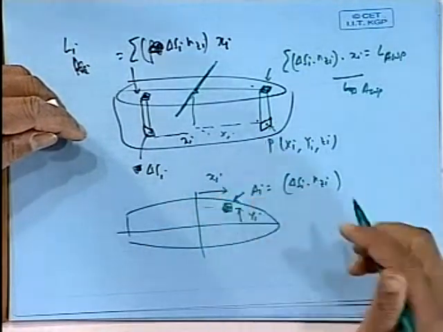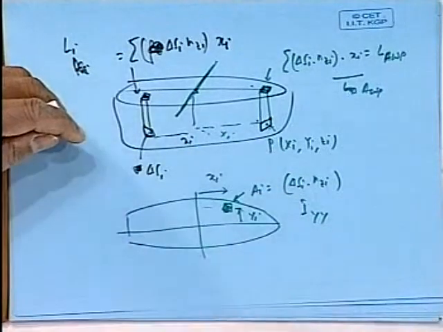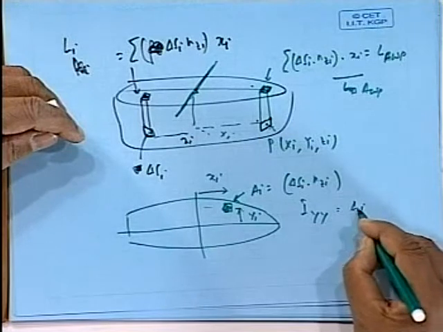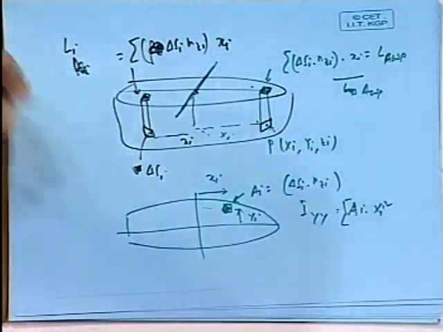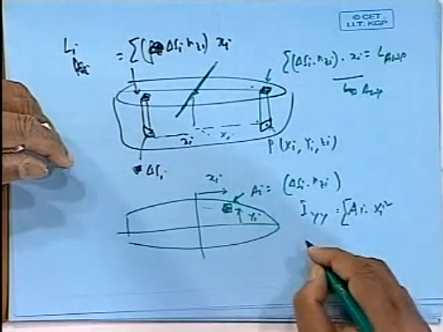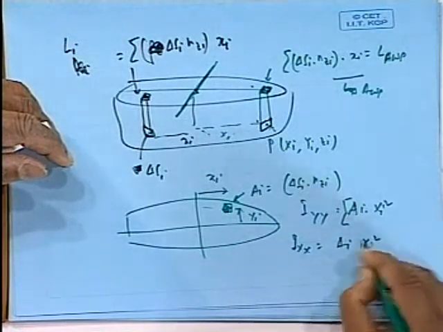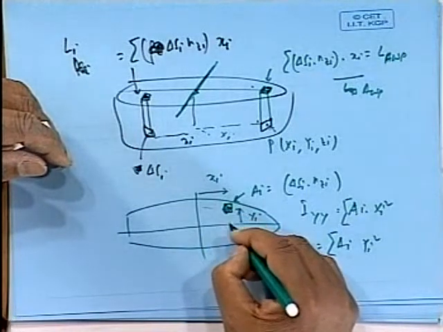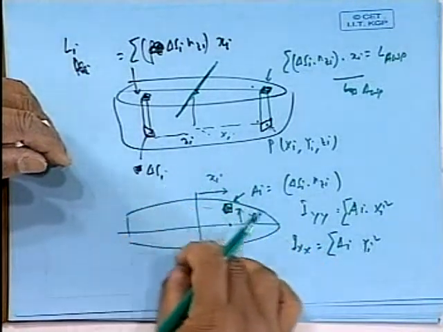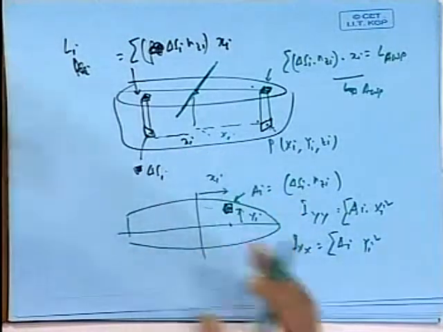Similarly, if I want to find out I yy, that is I about the y axis, all I have to do is take ai into xi square and sum them up. That's it. And if I want to take about this line, all I do for Ixx is ai into yi square, sum them up. You see, if I take the square of that from this line and add them all up, then I've got the moment of inertia about this axis. If I take the square of that about this, I get the other. So you see, everything is available just like that.